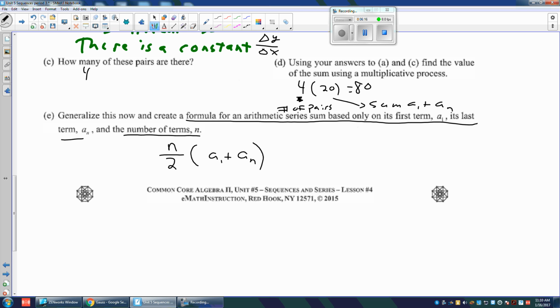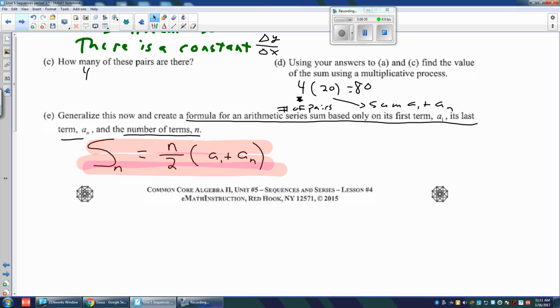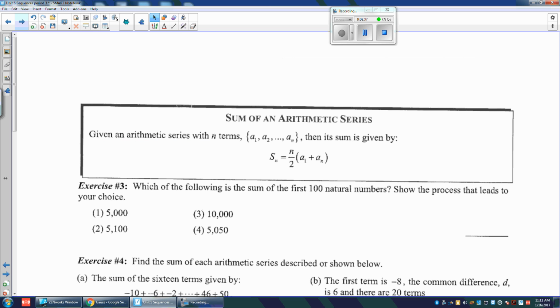Now, what are we going to call this? Well, that's what we call it, S of n. That's very important. Let's take a look at the next page.